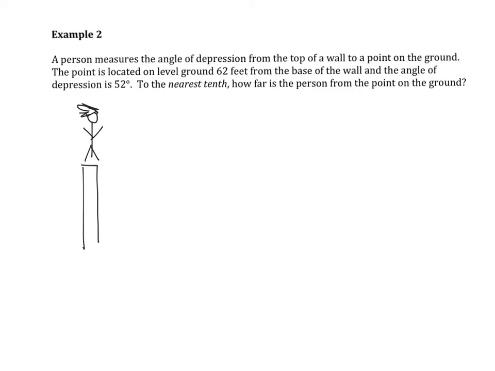So the person measures the angle of depression from the top of the wall to the point on the ground. So that means I'm going to have a line of depression. And here's the line of sight for this person. The point is located on level ground 62 feet from the base of the wall. So level ground, this is the point right here, is located 62 feet from the base. And the angle of depression is 52 degrees.